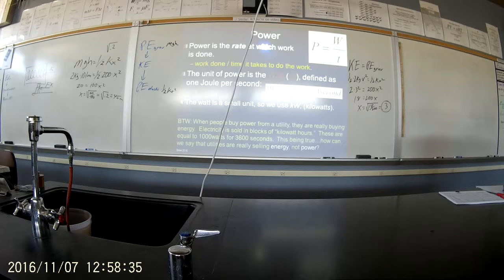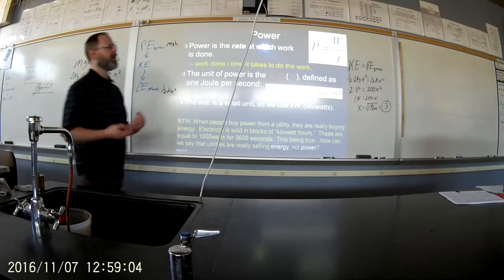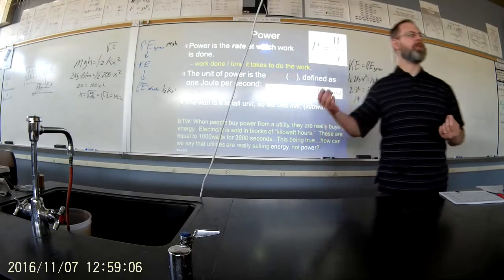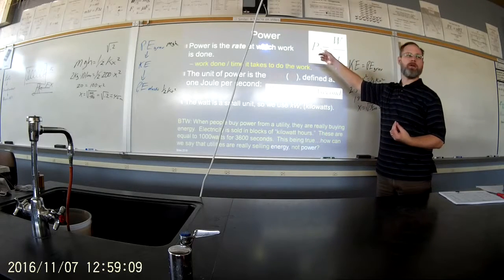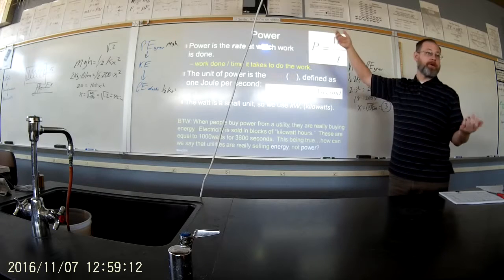And here's a fun fact. When your parents buy power from the power company, they're not actually buying power. They are buying units called kilowatt hours. A kilowatt hour is the amount of energy equivalent to 1 kilowatt exerted over 1 hour. If you multiply power times time, what do you get? Work. Work, or energy.